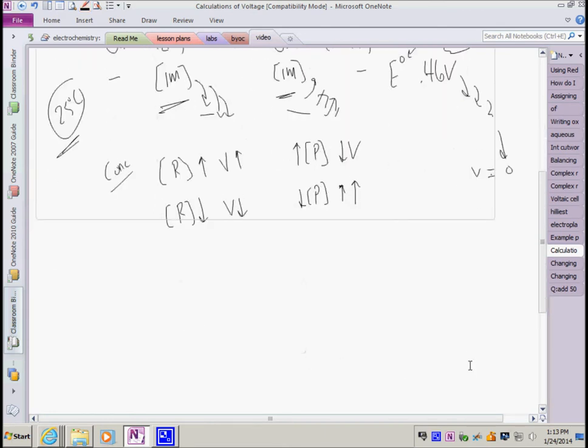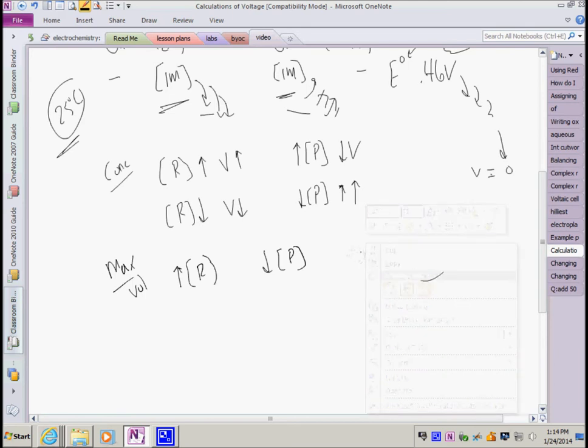If I want to maximize my voltage, I want to increase the concentration of my reactants, and I want to decrease the concentration of my products. Now keep in mind that this reaction is just going to equilibrium, which in this case would be described as being Q or K. K is the end point.